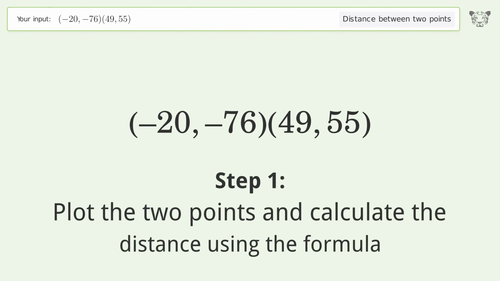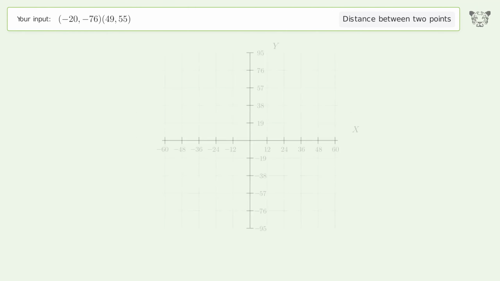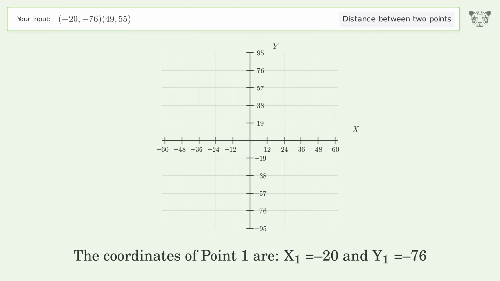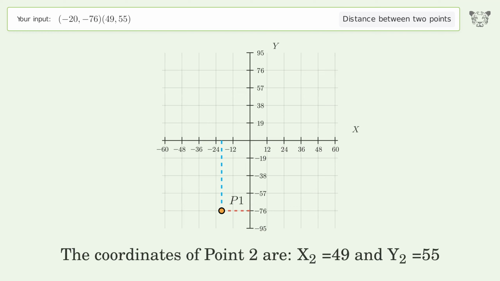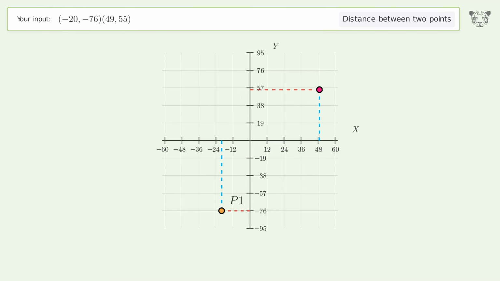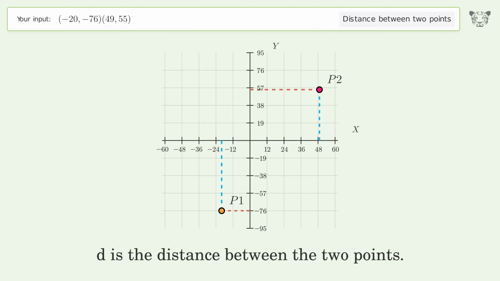Plot the 2 points and calculate the distance using the formula. The coordinates of point 1 are, x1 equals -20 and y1 equals -76. The coordinates of point 2 are, x2 equals 49 and y2 equals 55. D is the distance between the 2 points.